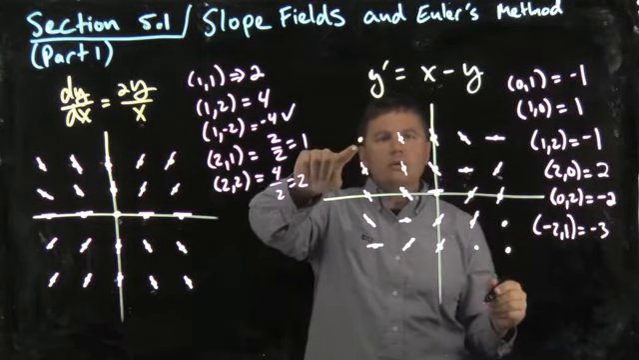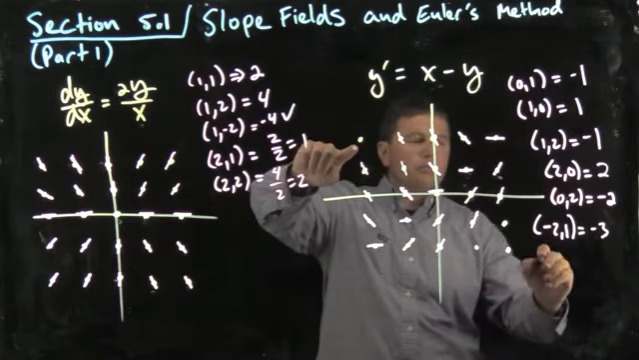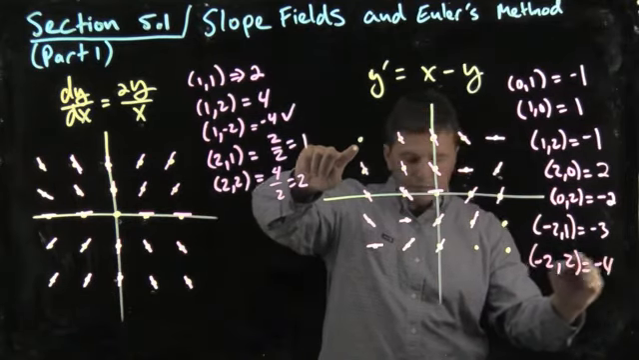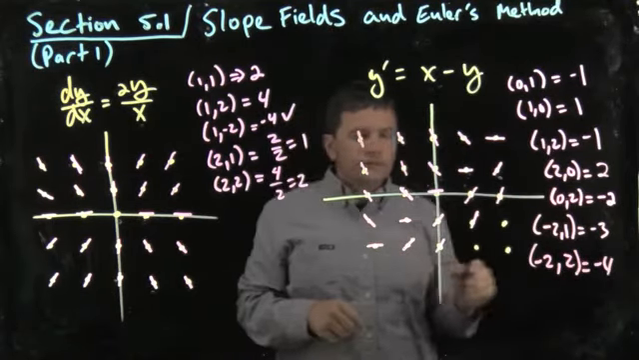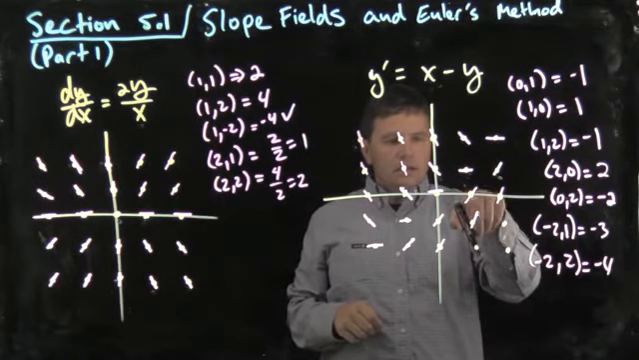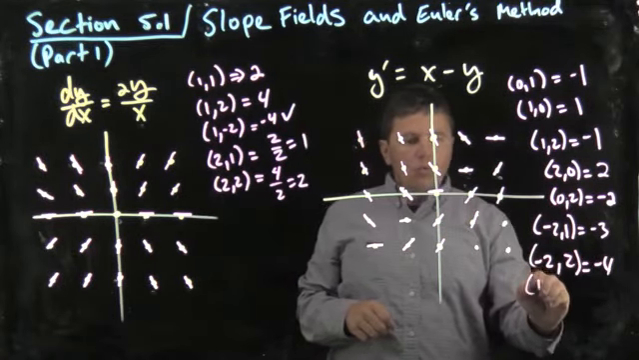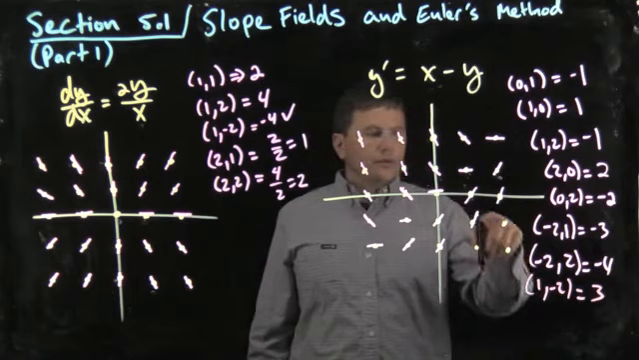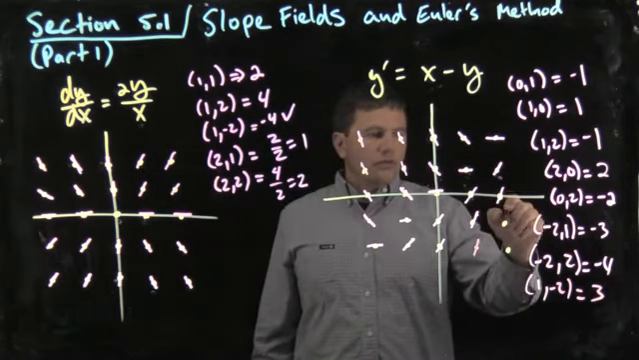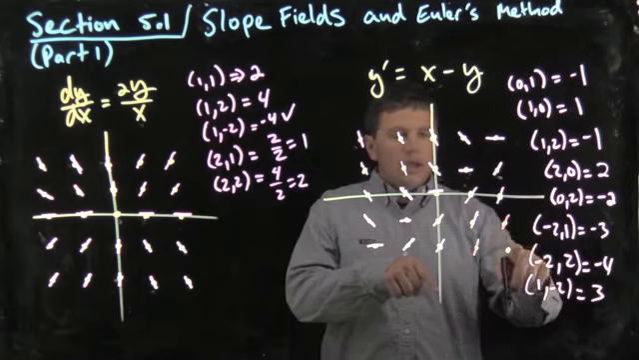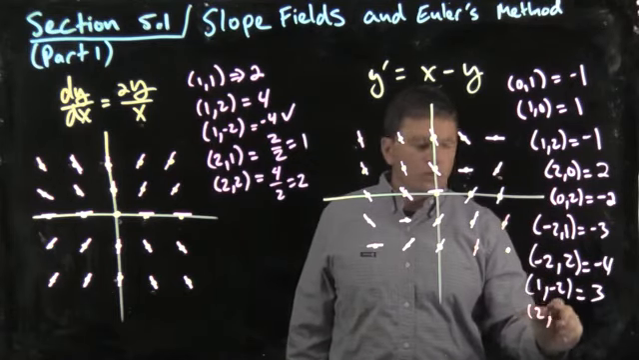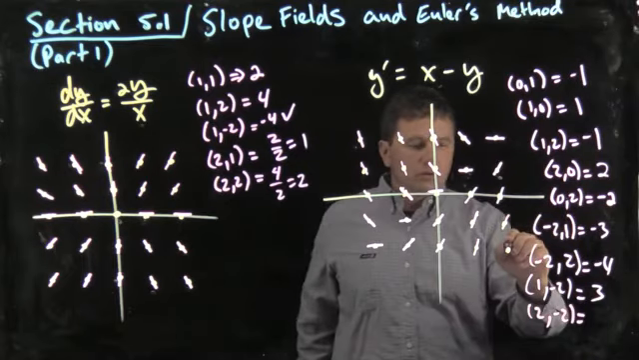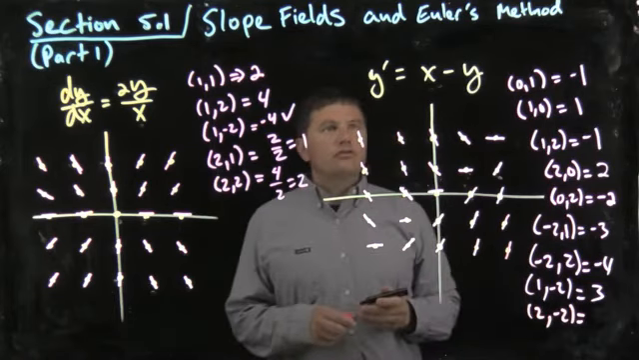And negative 2, negative 2, positive 2, I'm going to get negative 4. And 1, negative 2, I'm going to get 3. So I'm also going to get 3 here. And at 2, negative 2, I'm going to get positive 4. And that is our slope field.